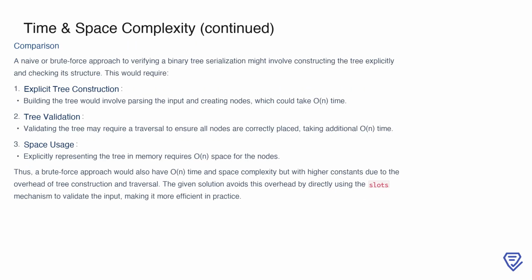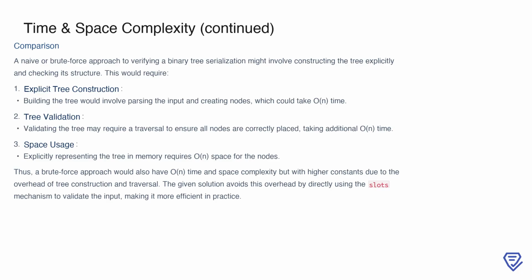To understand why this approach is efficient, let's compare it with a more naive or brute force solution. A brute force method might involve explicitly constructing the binary tree from the input string and then validating its structure. Tree construction would require parsing the entire input and creating nodes, which would take O(n) time. Once the tree is constructed, validating it would require a traversal of all nodes to ensure the structure is correct, adding another O(n) time. Moreover, representing the tree in memory would require O(n) space for the nodes.